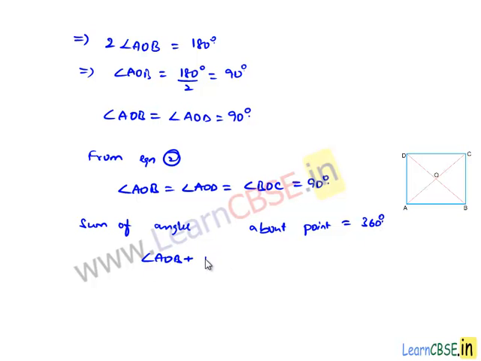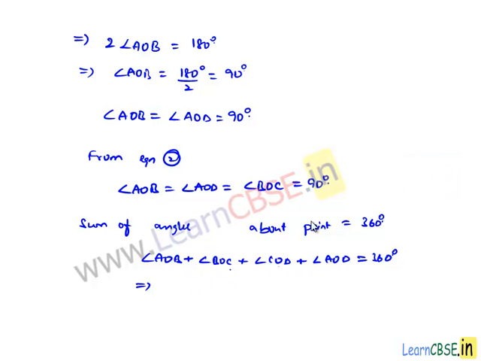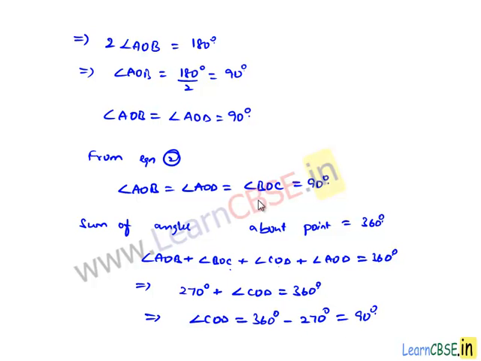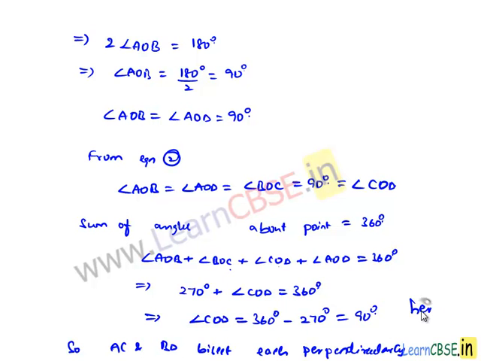We can say angle AOB plus angle BOC plus angle COD plus angle AOD is equal to 360 degrees, which implies here we have AOB, AOD and BOC as 90 degrees. So we can say 3 times 90 degrees, which is nothing but 270 degrees, plus angle COD is equal to 360 degrees. That implies angle COD is equal to 360 degrees minus 270 degrees, which is nothing but 90 degrees. So here also we got all the angles about point O equal to 90 degrees. So we can say AC and BD bisect each other perpendicularly. This is what we are required to prove.